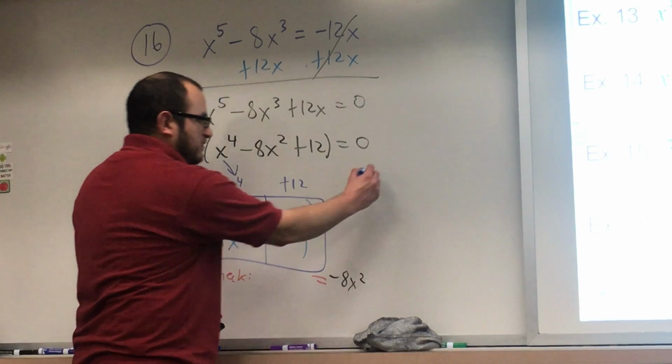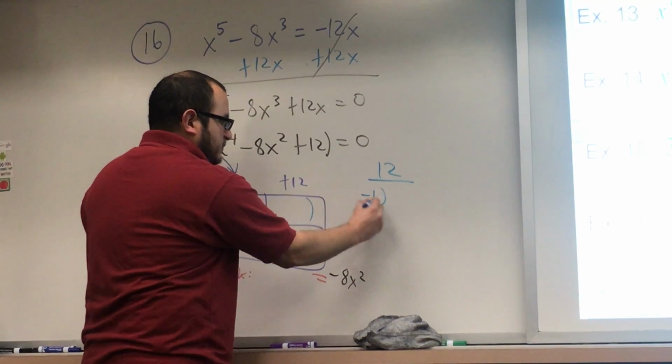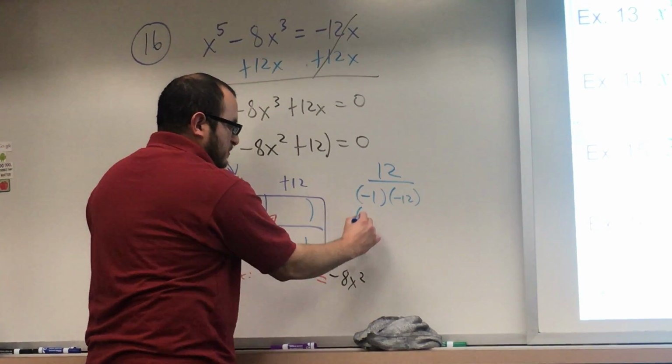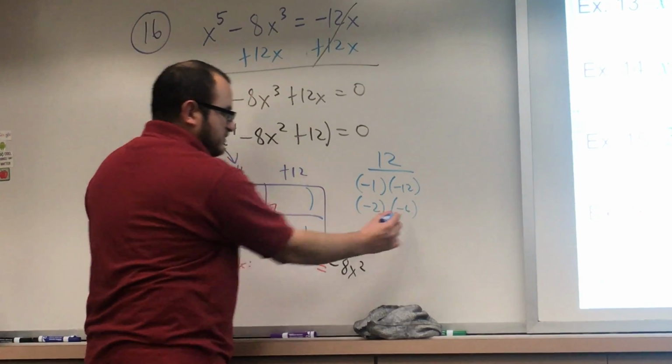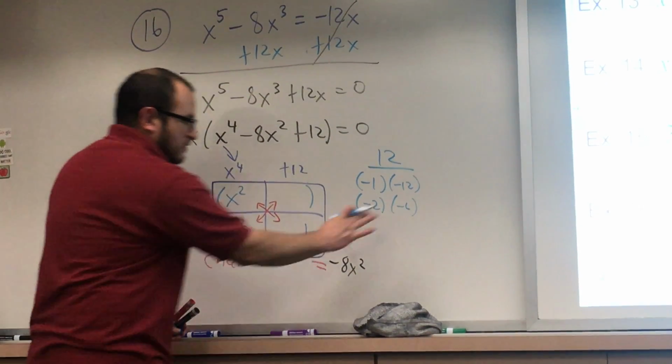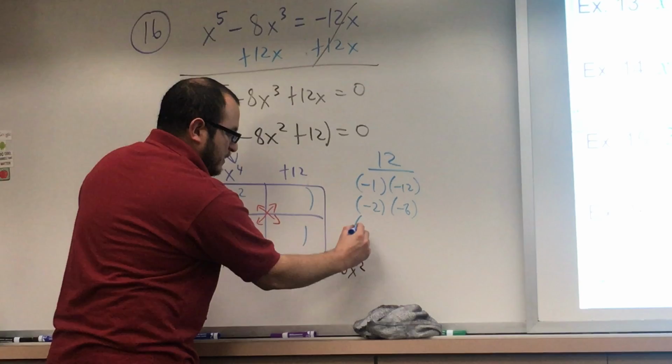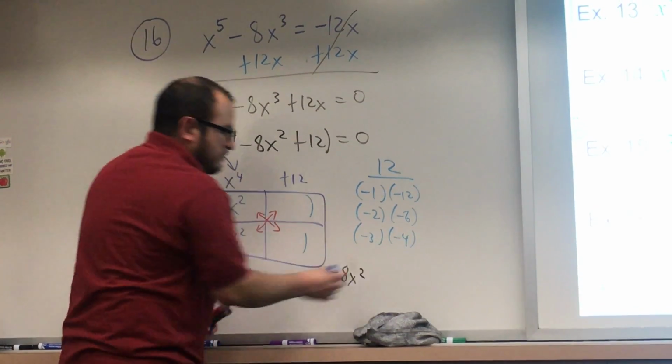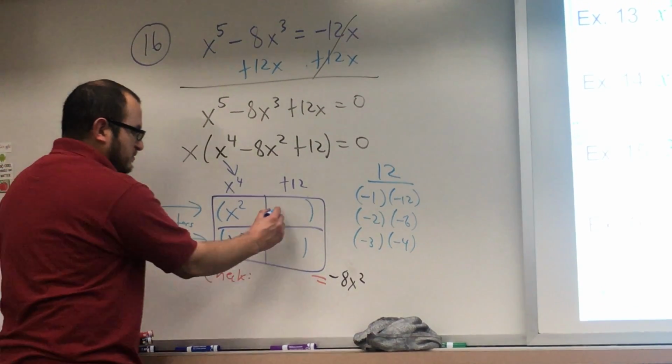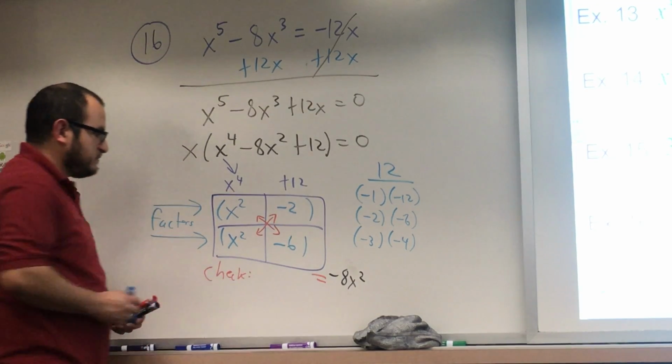So here we go again. Negative 1 times negative 12, negative 2 times negative 6, okay? Negative 3 times negative 4. But in this case, it's going to be negative 2 and negative 6.